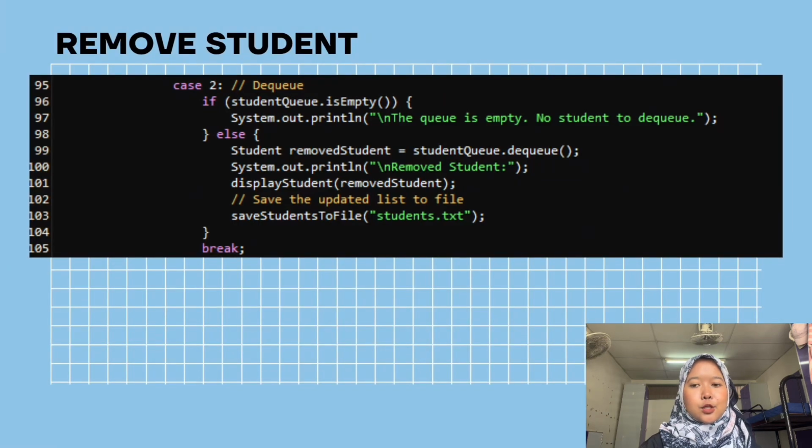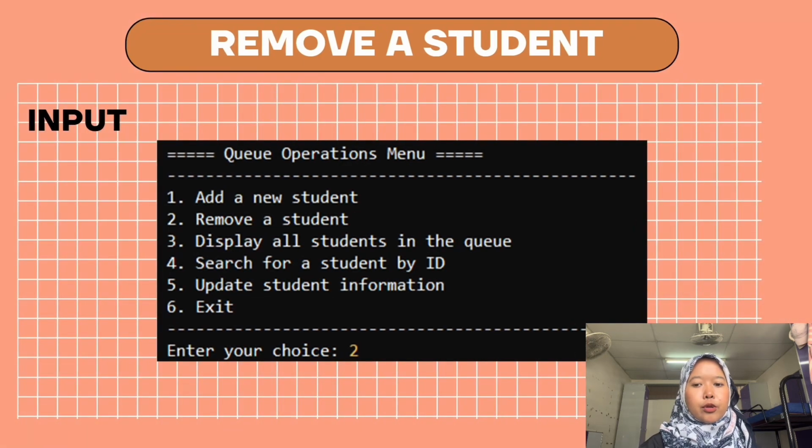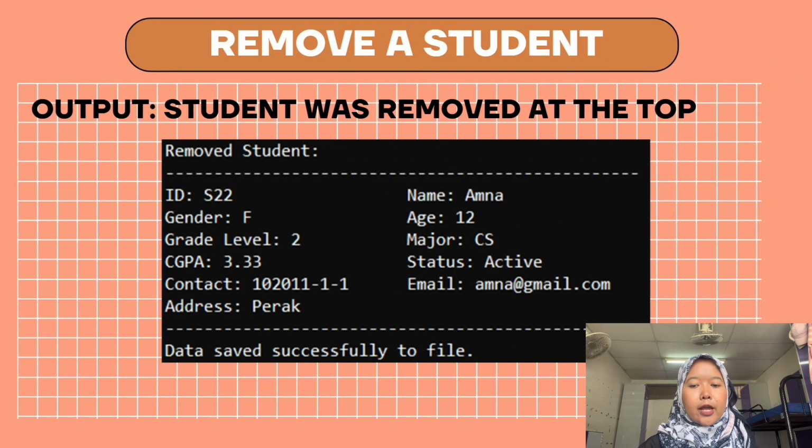Next is choice number 2, which is remove a student. If we want to remove a student, just enter choice number 2 and then the student will be removed at the top.